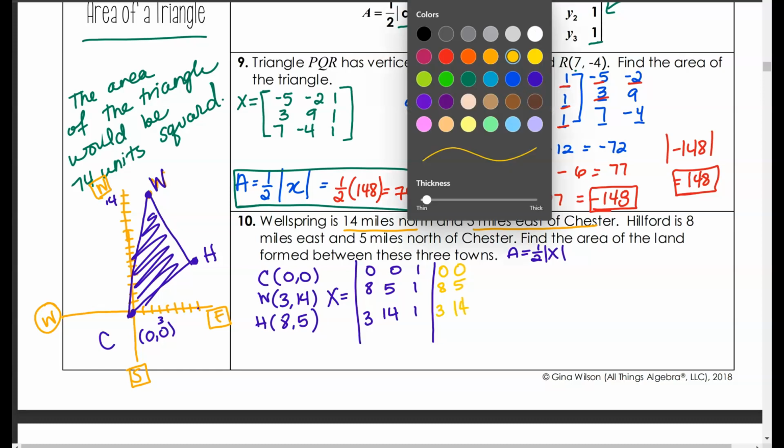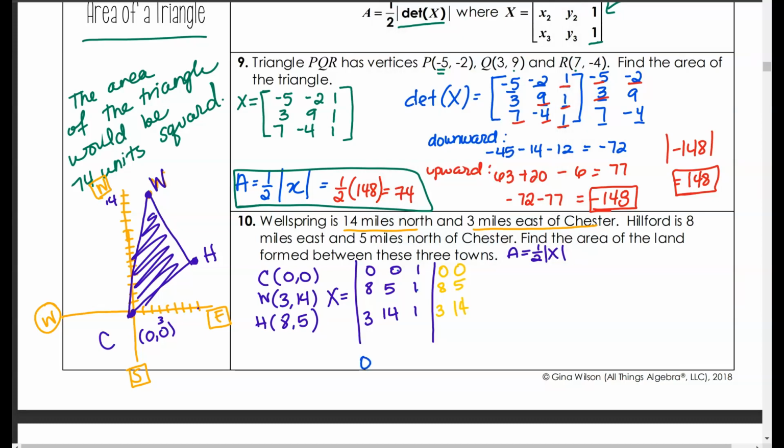So now let's go ahead and multiply this through. So I have 0 times 5 times 1, that's going to give me 0. 0 times 1 times 3, that's still going to give me 0. And then I'm left with 1 times 8 times 14, which is going to give me 112. So this is my downward, remember.